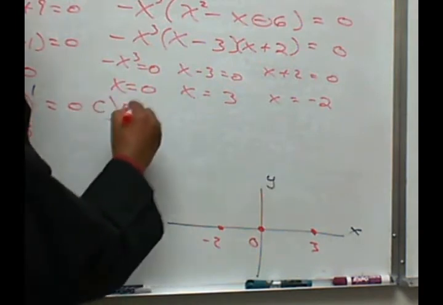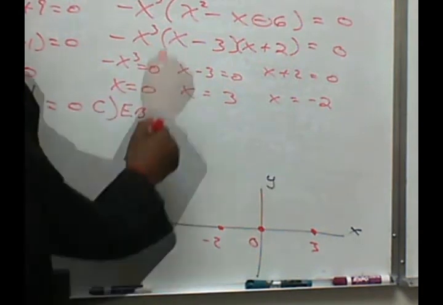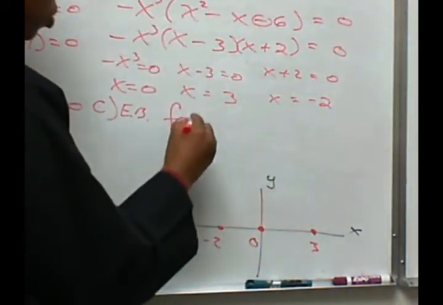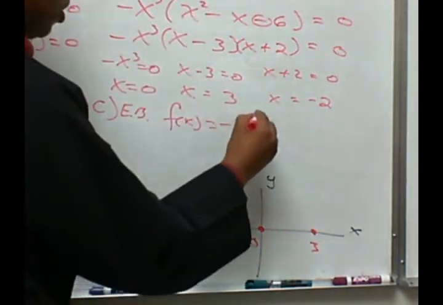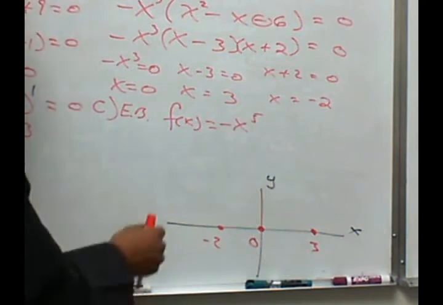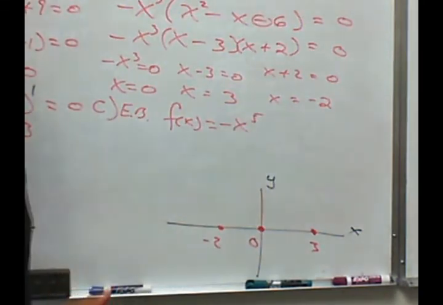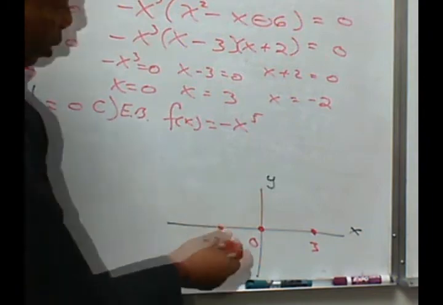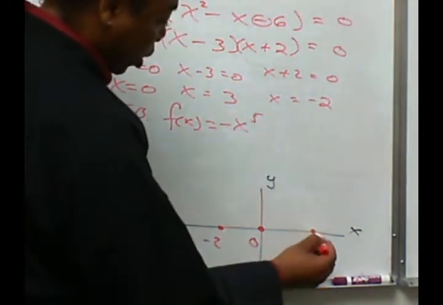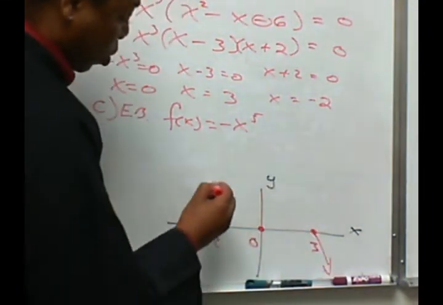Now the end behavior. The end behavior will be based on the first term, which is negative x to the fifth. A negative coefficient and an odd exponent means that we're going to have the left side going up and the right side going down.